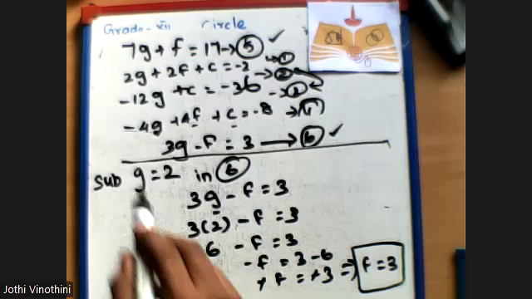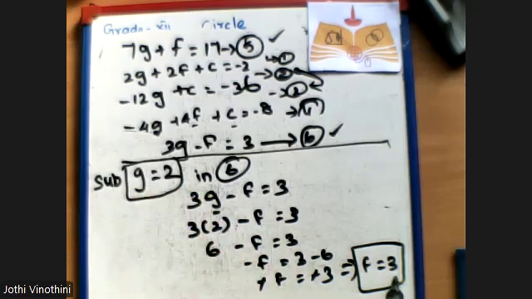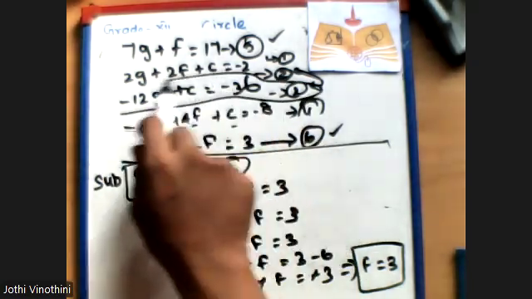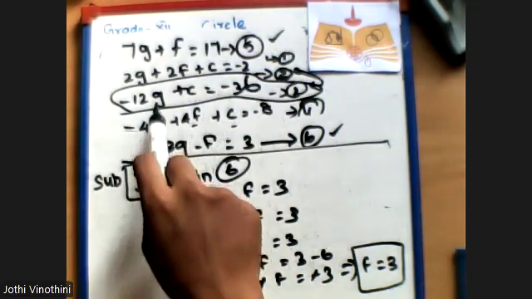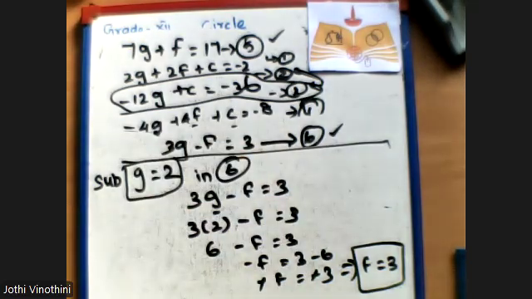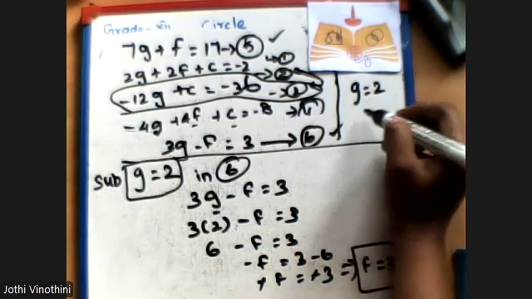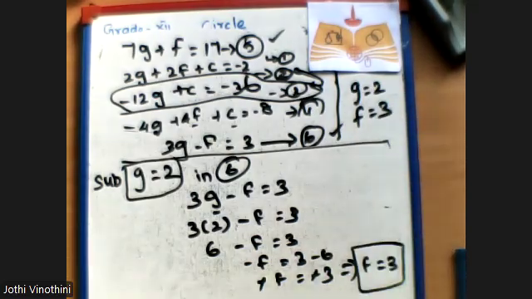Okay. So now we know the value of g and f. We can easily solve for the value of c. We have equation number 3. We can easily substitute g and get the value of c. So you guys copy this. Now we will do this one too. For our reference, g equals 2 and f equals 3.